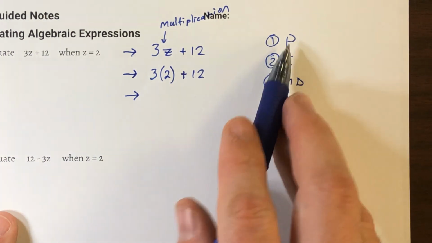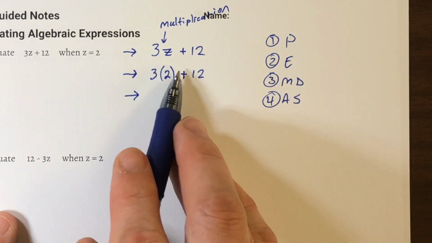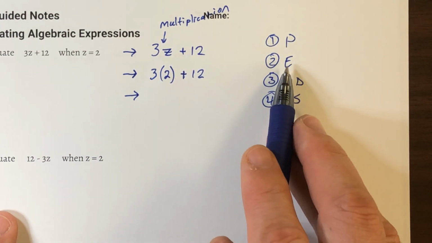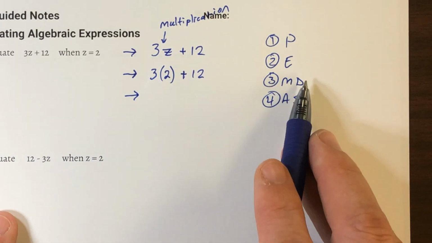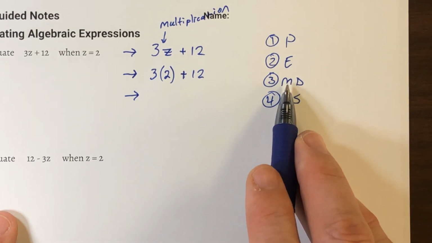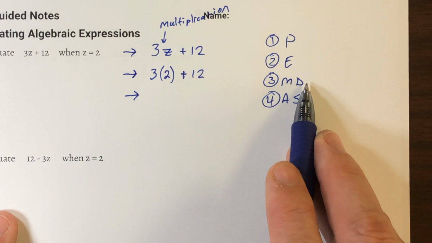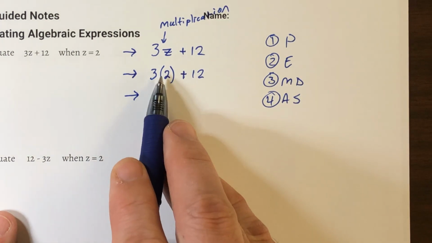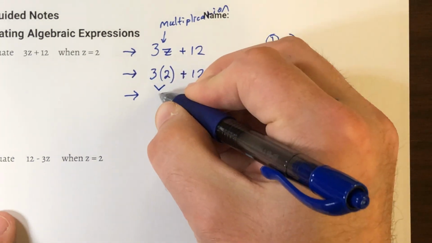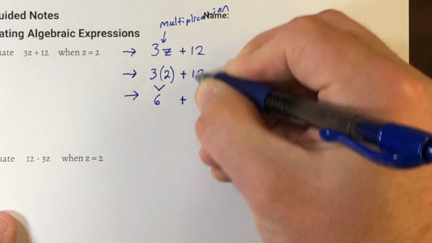So first step, are there any parentheses? No, there's nothing inside of parentheses I can do. That's just a 2. There's nothing to do with it. Second step, exponents. No exponents. Third step, I have multiplication. So the third step is to multiply or divide whatever you see first. So I see multiply first. So I'm going to do that and only that. 3 times 2 is 6. Bring down your plus, bring down your 12.